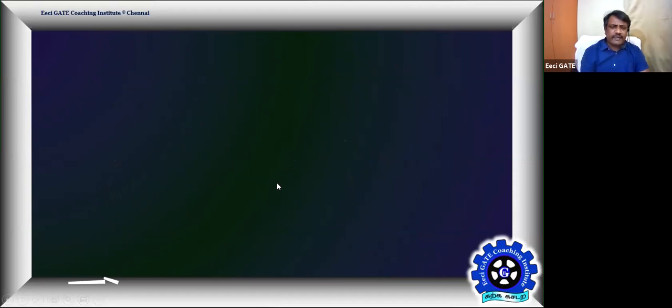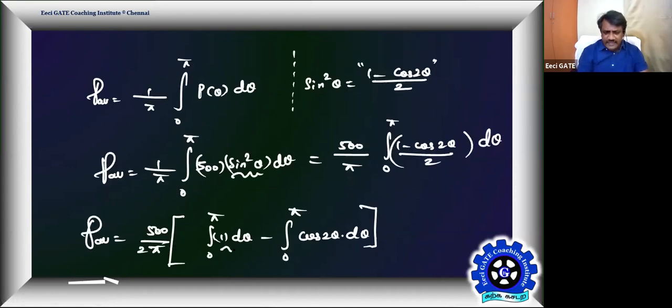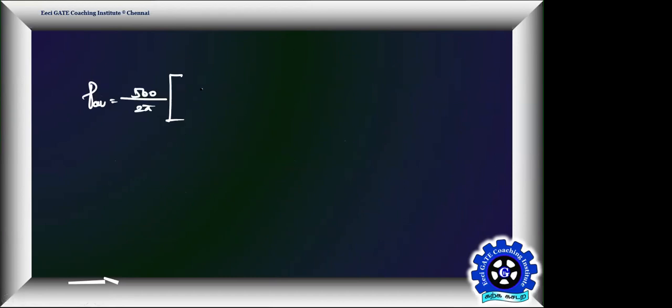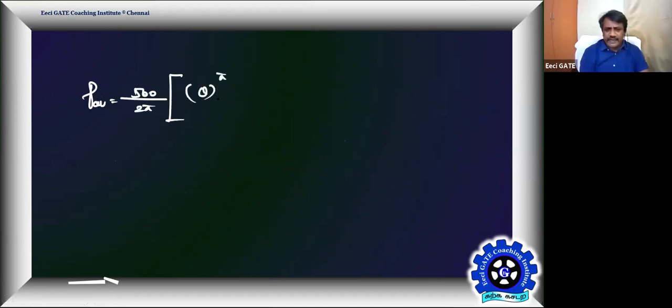Then the average power delivered by the AC source is going to be 500 divided by 2 pi. Then first integration, integration of d theta, is theta. Upper limit is pi and lower limit is 0 after the integration.